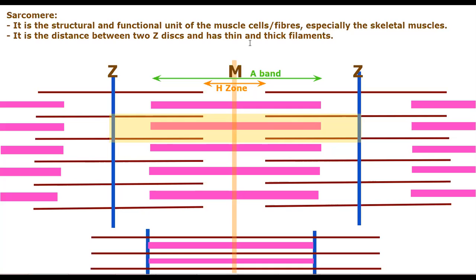Now, this distance from here to here is called the I band. Similarly, from here to here, this is called the I band. And similarly, this whole thing is called the I band. Okay, so I band, A band, H zone, and I band.